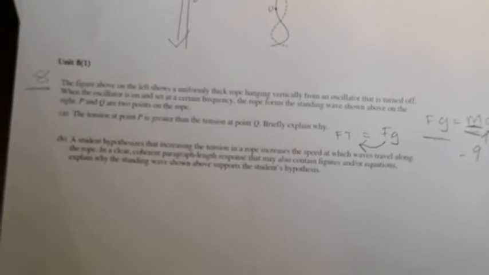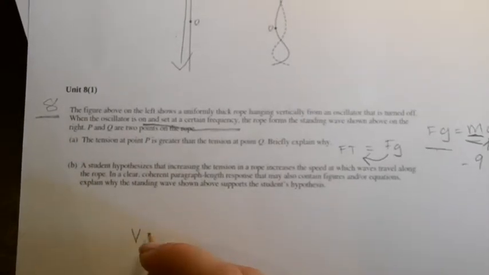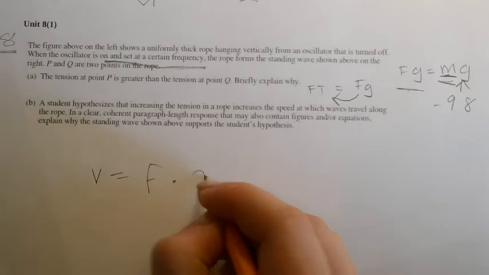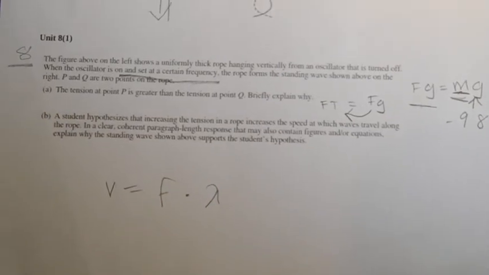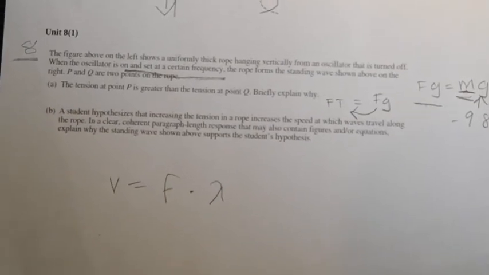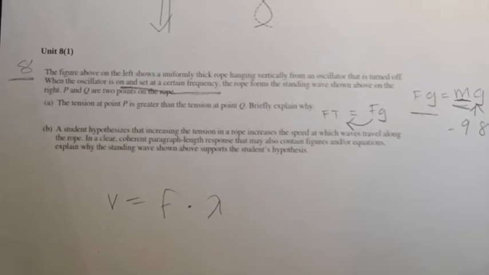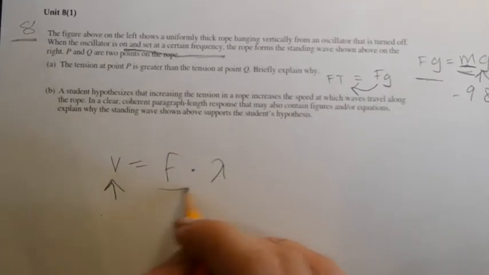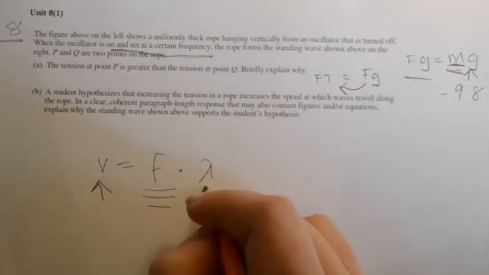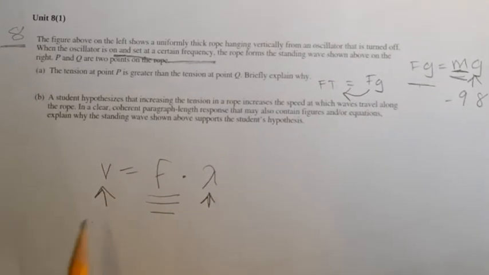So the answer for this one is because the wavelength is longer near the top, and the frequency is the same all the way through, which is determined by the source, which it says up here, a certain set frequency. So the frequency is all the same. So velocity equals frequency times wavelength. Since the tension is greater at the top, this will cause the speed at which the waves travel, speed being the velocity, to be greater. Since the frequency is the same, if the wavelength goes up, then the velocity will go up as well.